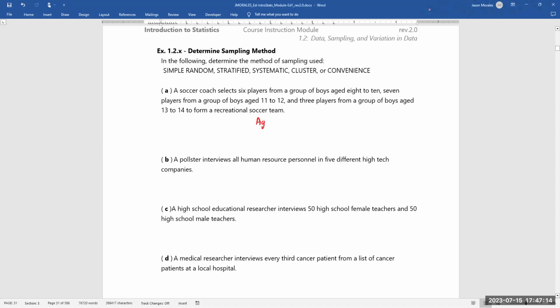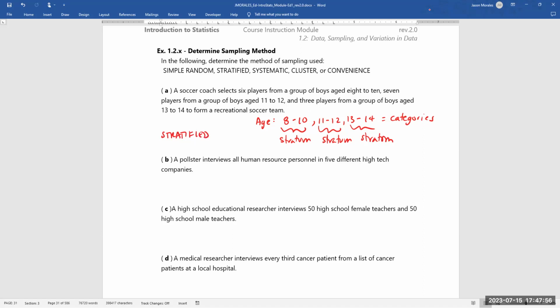So what we've got is we have a category, or a variable, age, and we've got categories of ages 8 to 10, 11 to 12, and 13 to 14. So these are our categories. And so each of these is a stratum. And so this would be an example of a stratified random sample.